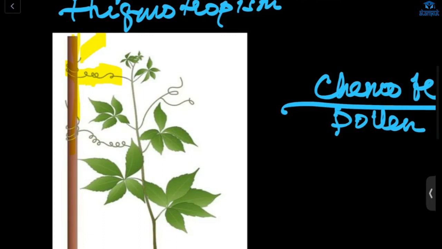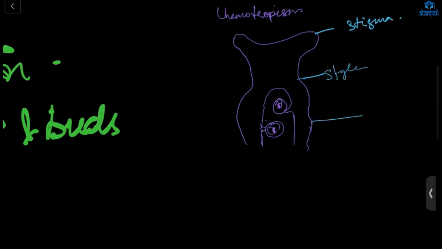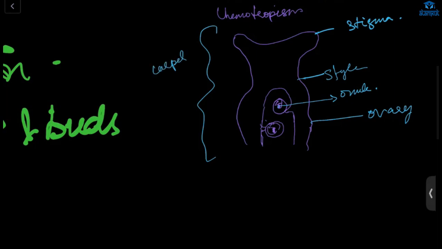Okay. Next, what do we have? Lastly, we have one more thing. Chemotropism. This is the stigma, style, ovary, ovule. This whole thing is what? Carpel or pistil. That is the female reproductive part. In plants, the growth of the pollen tube from the pollen grain towards the ovule, what is that called? It happens by a sugary substance. And this sugary substance is a chemical. So it is an example of chemotropism, because the stimulus is chemical. Due to this, the pollen tube is moving towards the ovule. This pollen tube carries the male gamete.